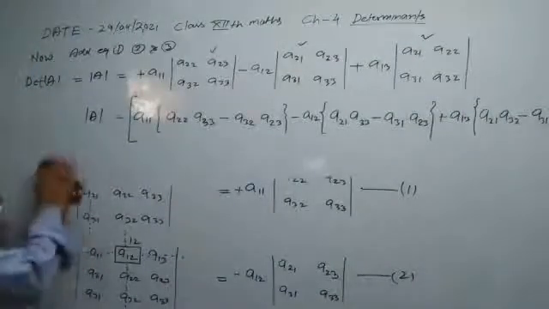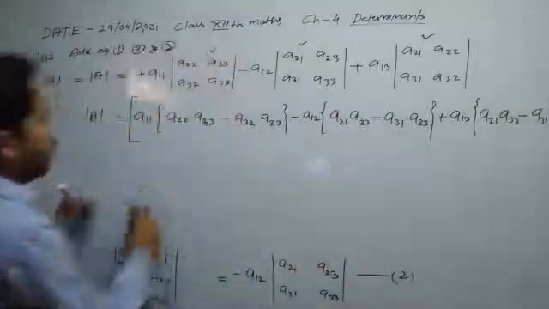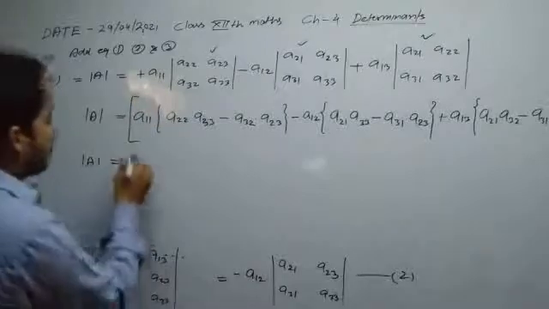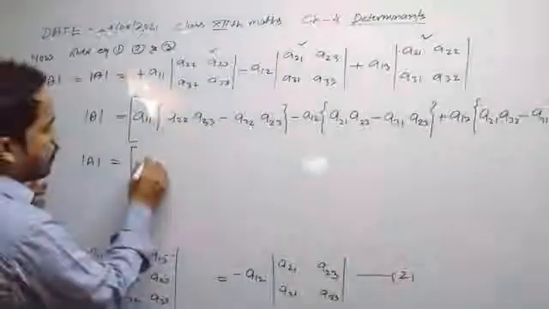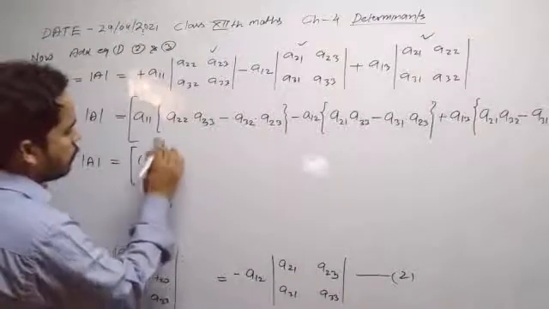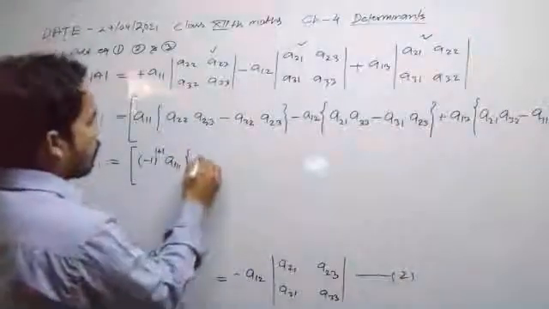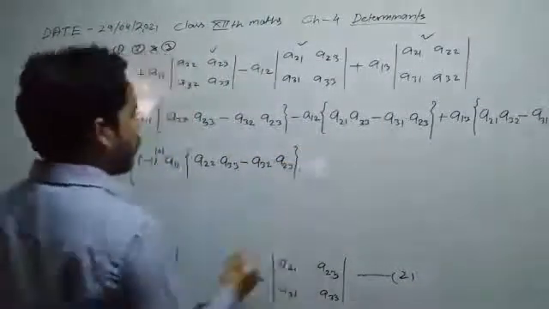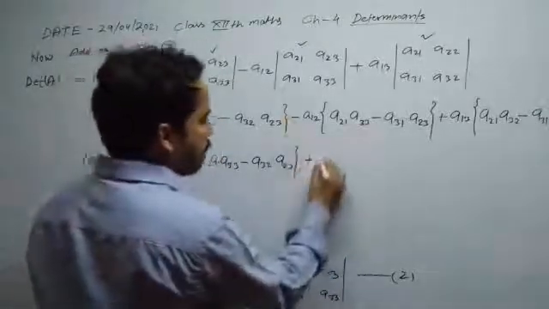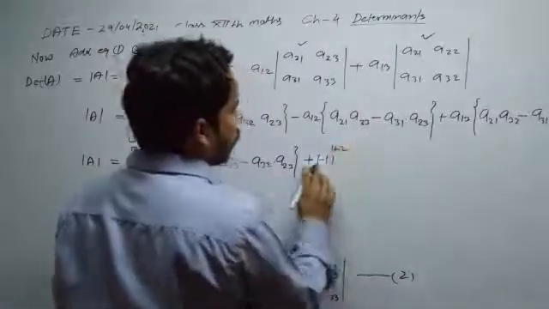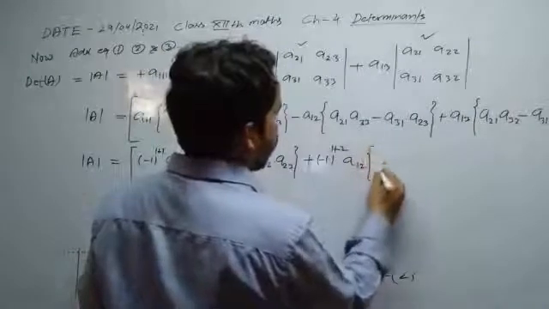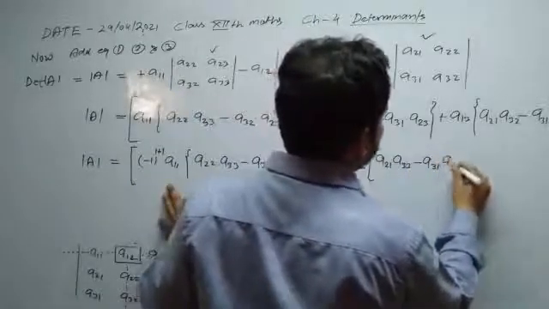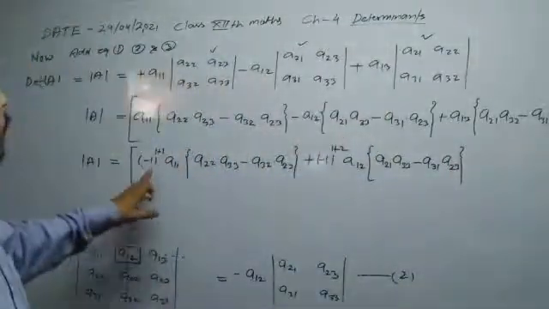Now this is the determinant of matrix A of order 3, and it can also be written in the form of A11 times minus 1 to the power 1 plus 1, A22 A33 minus A32 A23, plus minus 1 to the power 1 plus 2 A12, A21 A33 minus A31 A23, in terms of position.